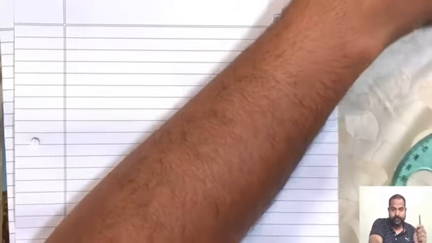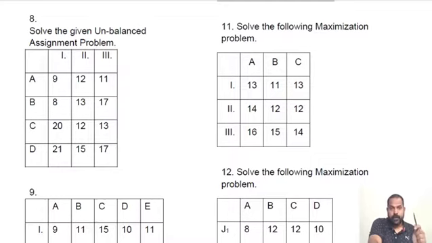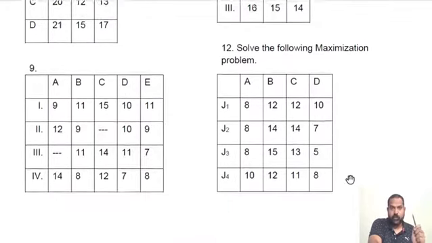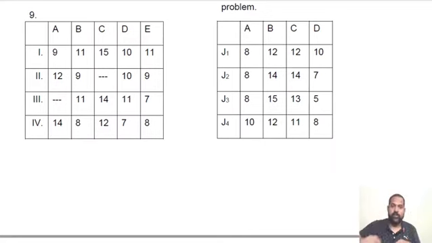What is the next question? That was question number 8. Let's move on to question number 9. What is question number 9? A, B, C, D, E and 1, 2, 3, 4. Fine. Let me write that down. A, B, C, D, E, 1, 2, 3, 4.